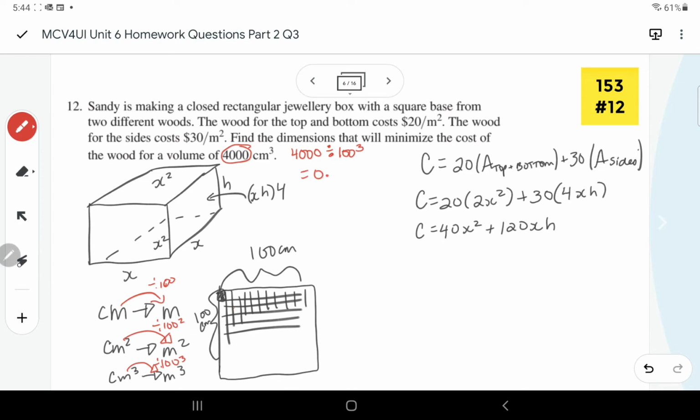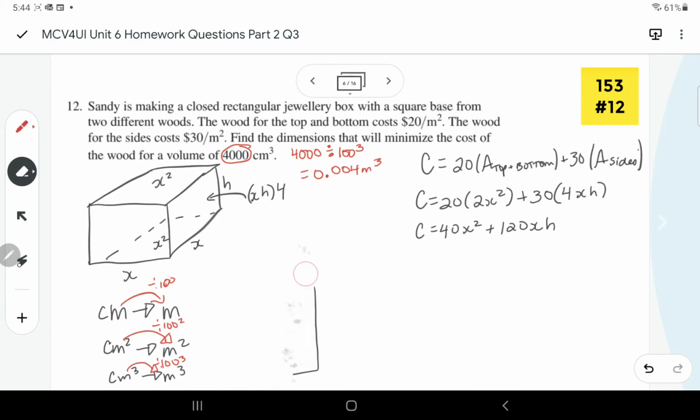So that would be 0. I want to get my decimals right. 0.004 meters cubed. So 4,000 centimeters cubed sounds like a lot, but if you can imagine those wee little centimeter cubes that you maybe use for counters in elementary school, or to practice measurements with, a centimeter cubed is a pretty small amount.